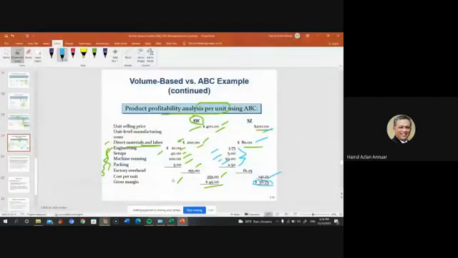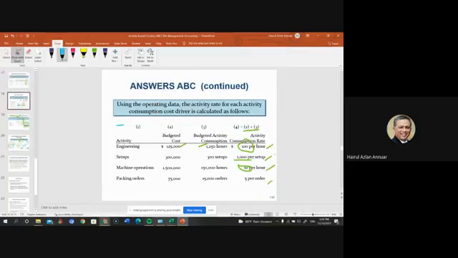So, but that's ABC. Basically, ABC is that we are using activities. So this question has 4 activities. It can be 6, it can be 3 activities. The number of products can be 2, can be 3. So we are using activities, and these are the steps.